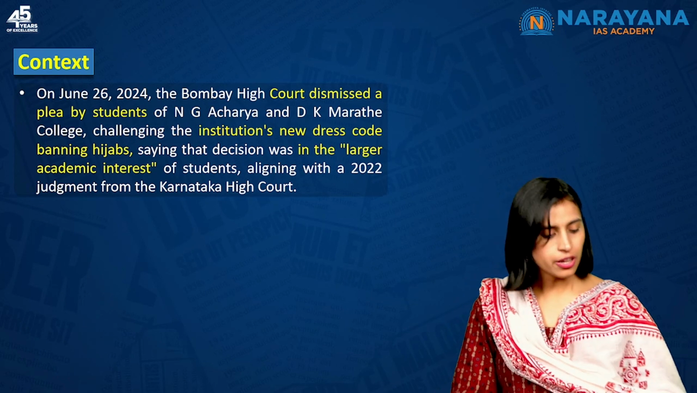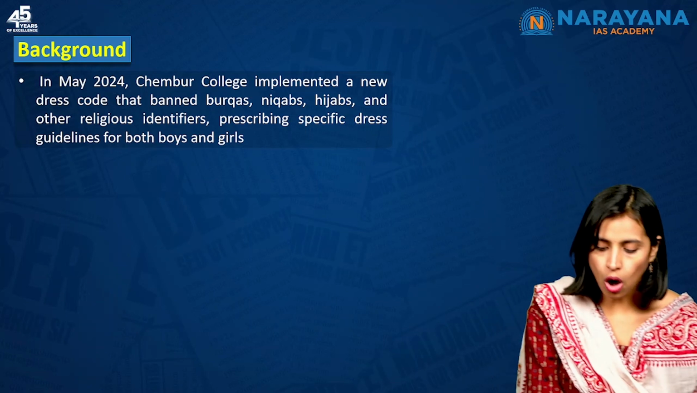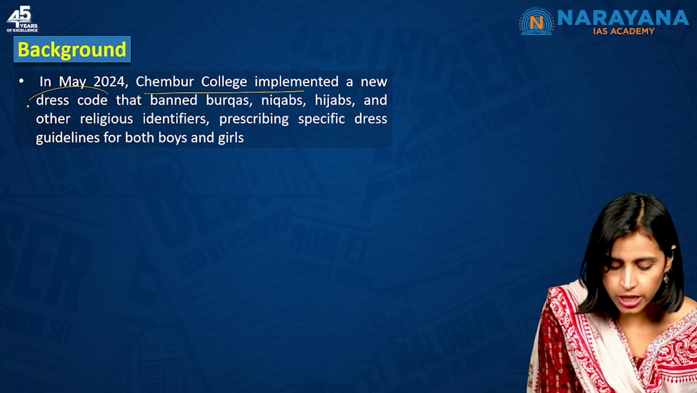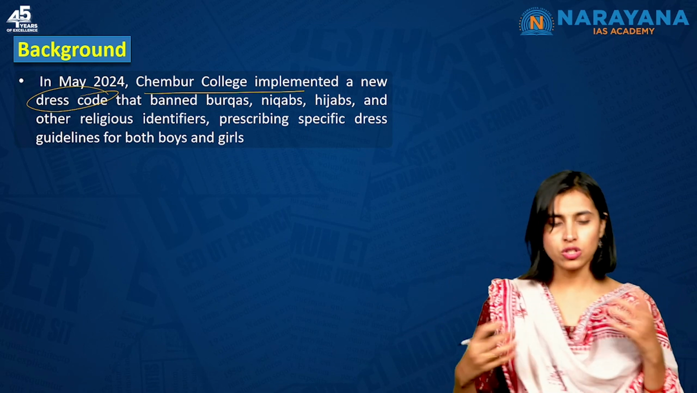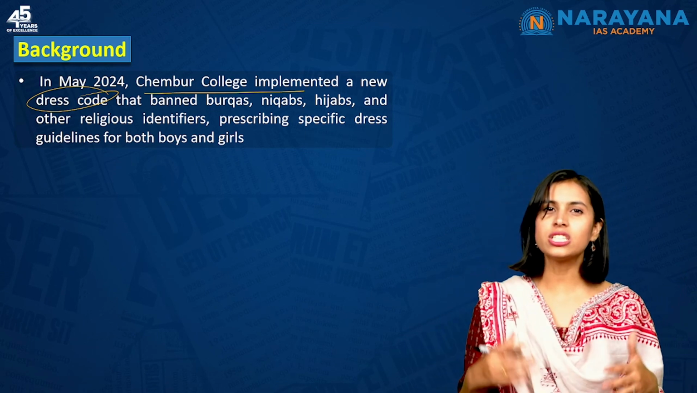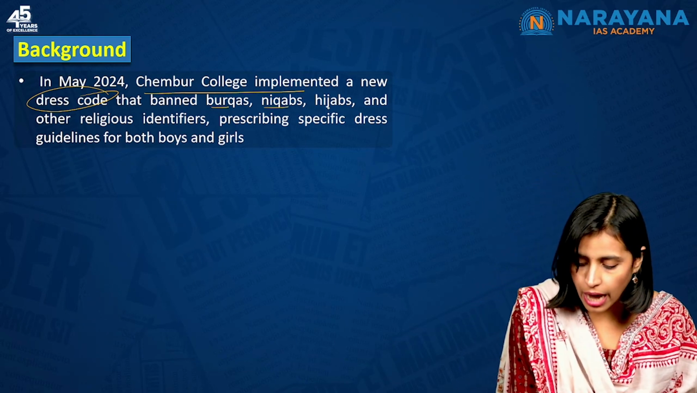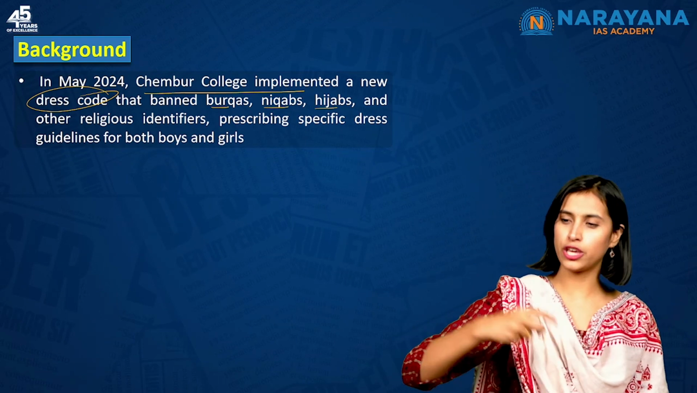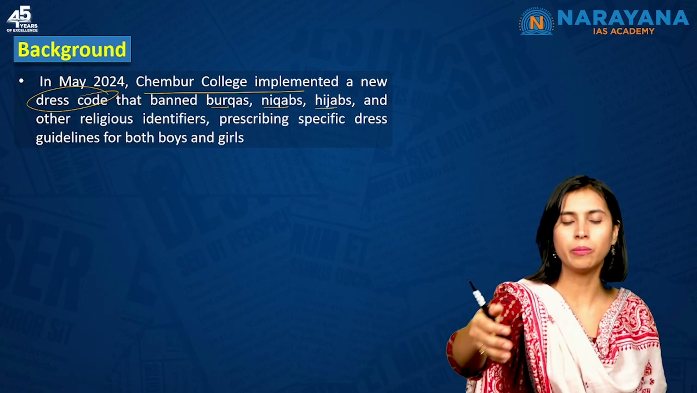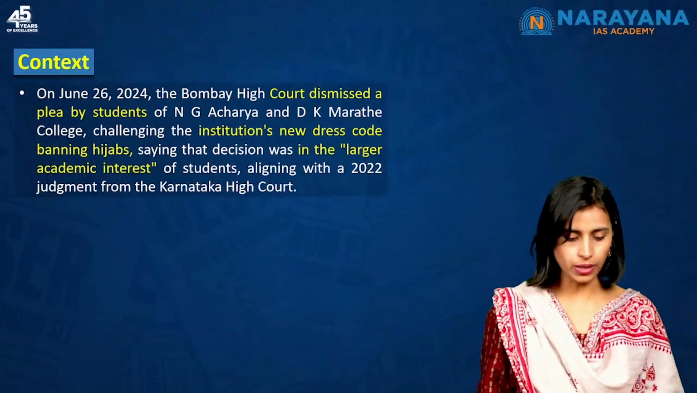This was in the news recently because in 2024, the Chembur College implemented a dress code which banned any kind of religious identifier. Whenever you are wearing a dress, the religious identifier was completely banned, and that included burqa, niqabs, hijab, or any other thing that identifies you as belonging to one particular community, be that for boys or for girls as well.